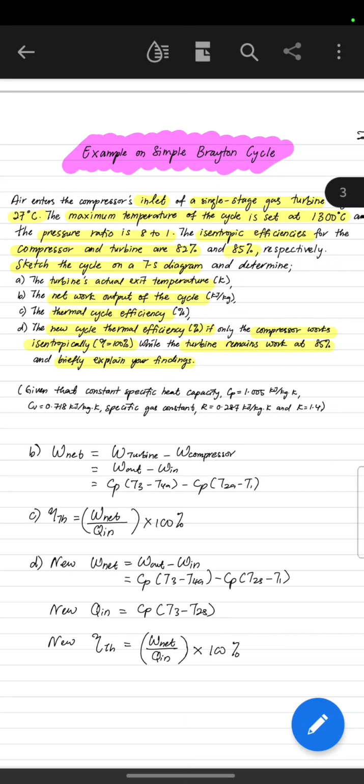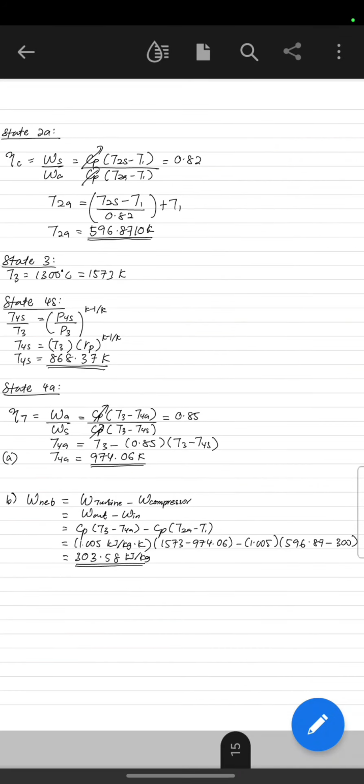Alright, now that you already have all the temperature values, as you can see here, you already have your T3, T4A, T2A, T1, and also T2S, and T3, again T4A. So we are going to make use of these equations that we have now to solve all this part B, C, and D. So when we obtain the value of T4A, we actually have solved for the A part.